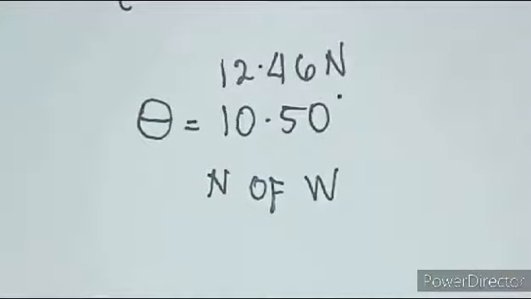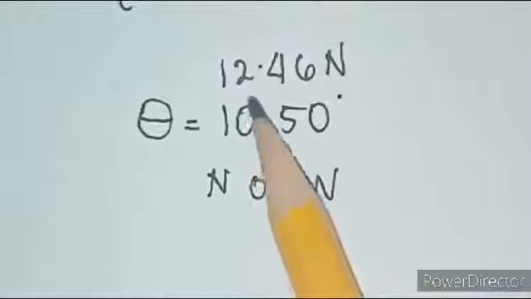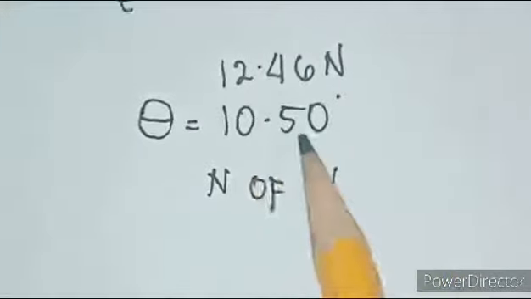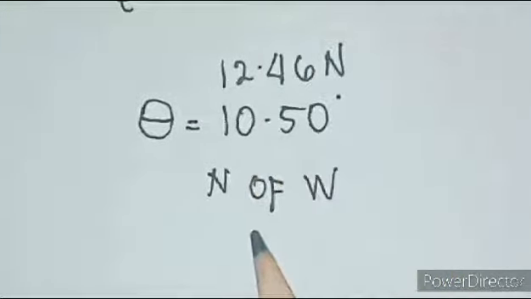So now this is our final answer: 12.46 newtons, 10.50 degrees north of west. Why north of west? Because our x component is negative and our y component is positive. So that's all. Thank you.